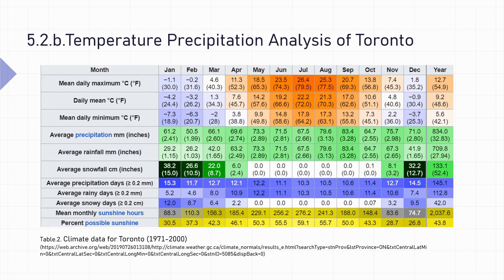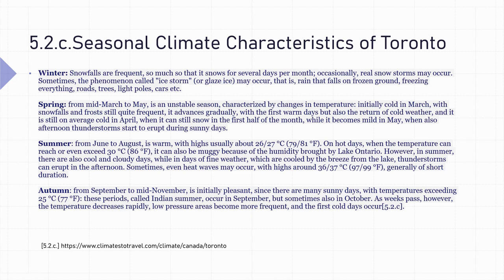When we look at the climate data for Toronto, we can see the daily maximum, daily mean, and daily minimum temperatures in degrees Celsius. Also the average precipitation, average rainfall, and average snowfall. Seasonal climate characteristics of Toronto.